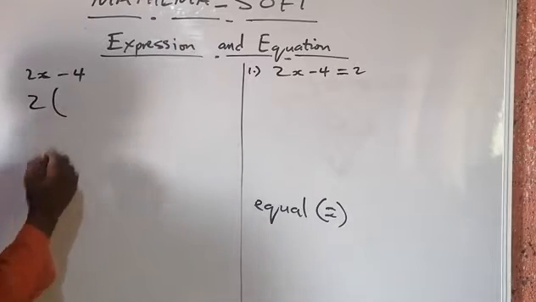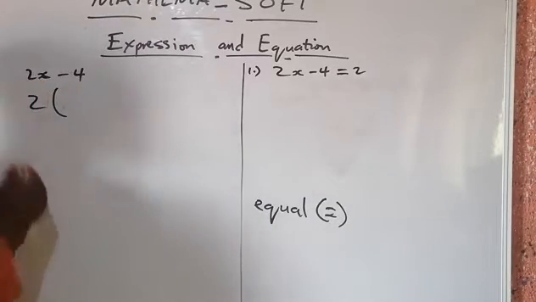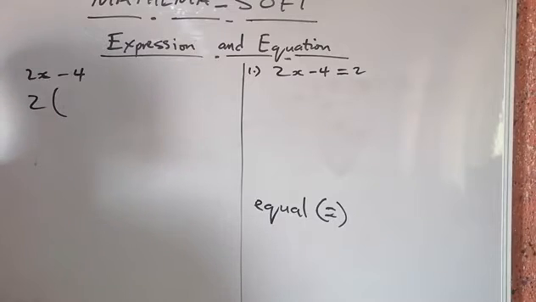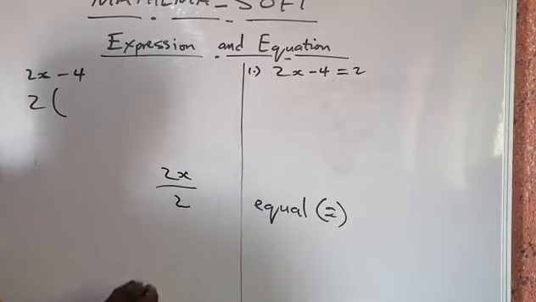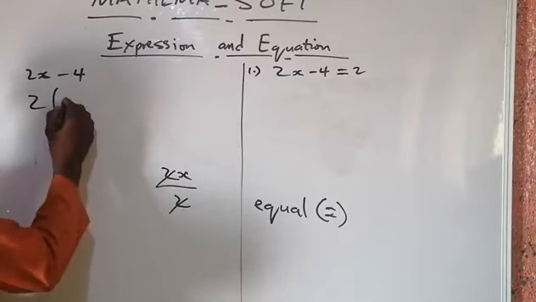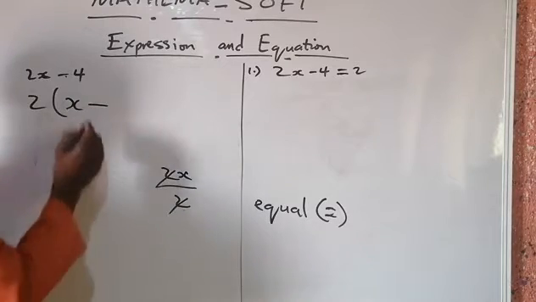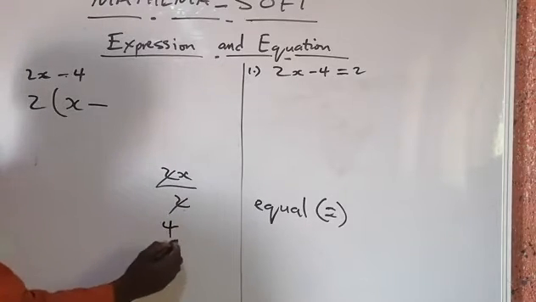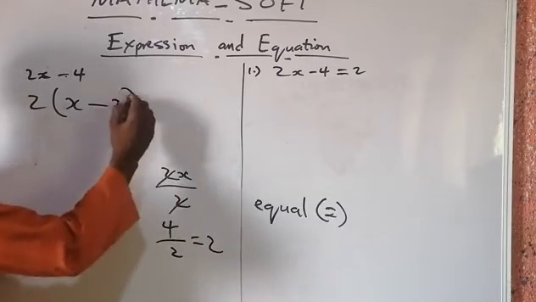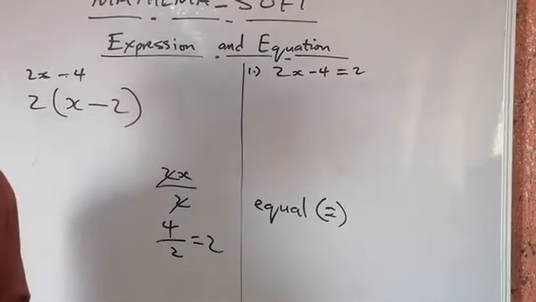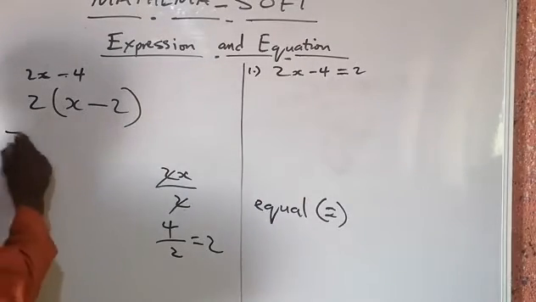And then I open a bracket. After I've brought out 2, I want to know what will remain in this 2x after 2 has been brought out of it. Then I will take 2x divided by 2. 2 will cancel 2, that will remain x. Then this minus this 4, to know what will remain, 4 divided by 2, that will also give me 2. And then we have simplified. This is the most simplified form that we can leave it.